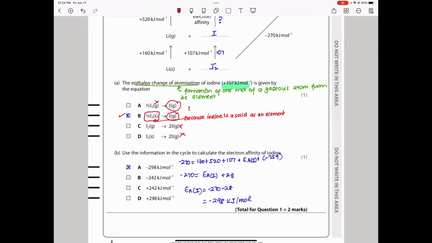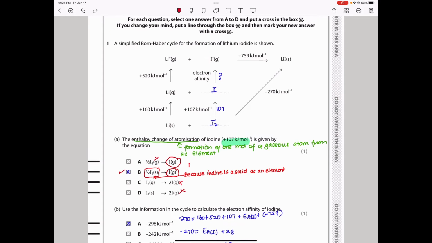The next question says, use the information in the cycle to calculate the electron affinity of iodine. So if we are looking for the electron affinity of iodine, we have to find a way of making this equation work. I can follow this pathway and that pathway, and later make this the subject, which is what I'm looking for. So I began by saying this, which is negative 270, is going to be equal to 107 plus 160 plus 520 plus the electron affinity plus the negative 759, and then I make the electron affinity the subject.